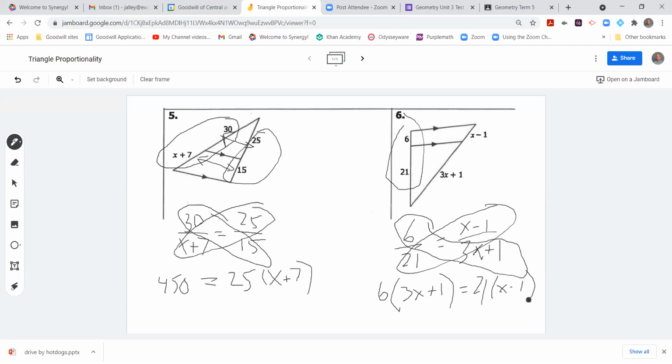Now it's just like solving any other algebraic equation, right? Get the x by itself. On problem number 6, you've got the x variable on both sides of the equation, so you're going to have to gather those up on one side or the other. So what do we get for x on number 5?